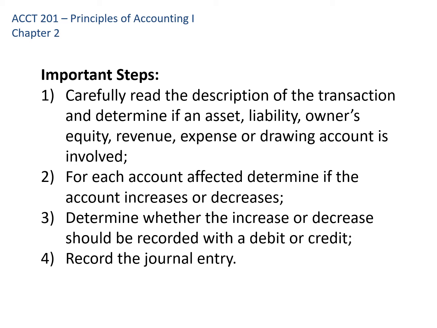I would look at my DEAD CLERK mnemonic and ask, is each of these going up or is it going down? So I determine if it goes up or down, and then I look to my chart to see how I record that increase or decrease, with a debit or with a credit, and then I record the journal entry.